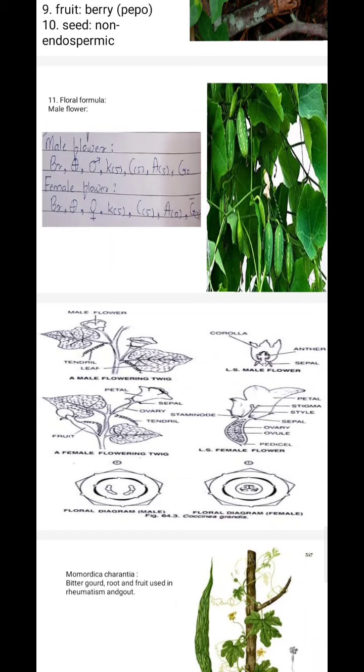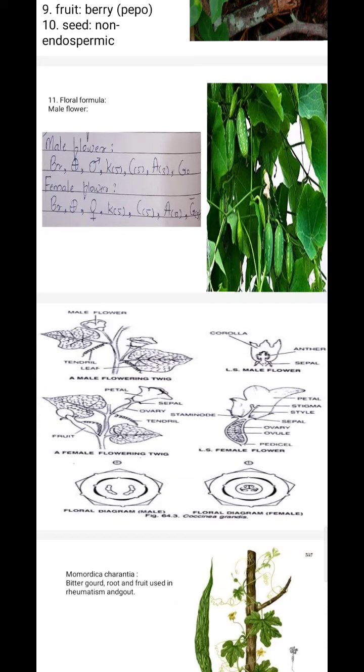So in the male flowering twigs, you have to find the leaf and tendrils with the male flowers, and in the female flowering twigs, there is the ovary. On this ovary, the sepals and petals are arranged, and this ovary becomes the fruit after fertilization.